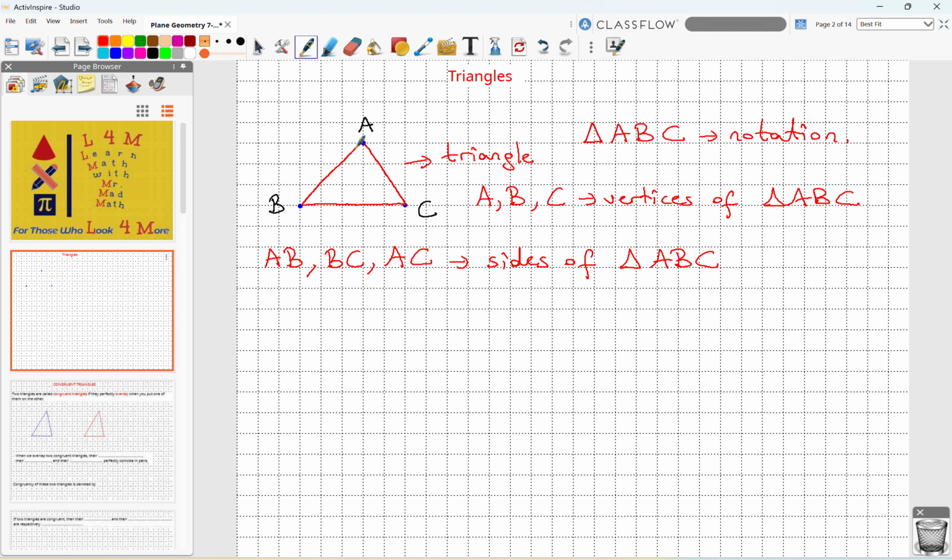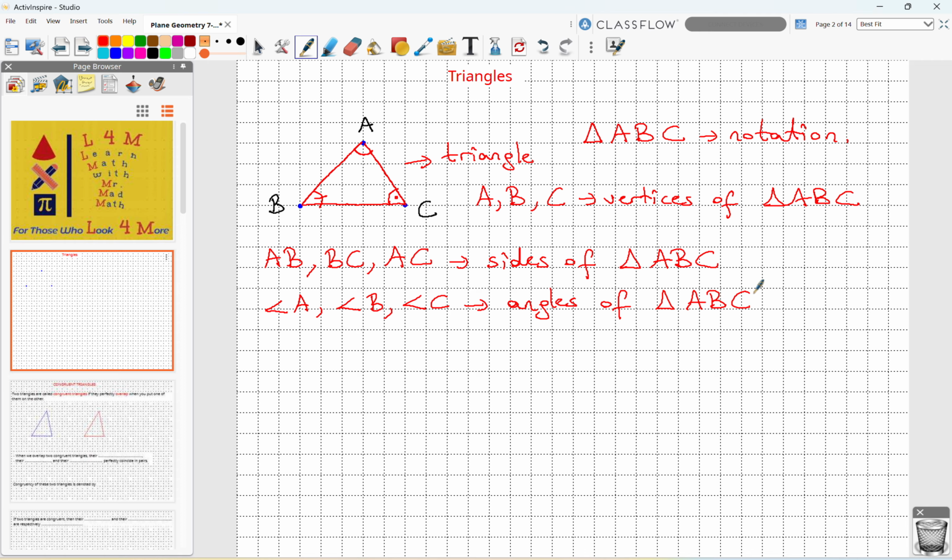And lastly, angle BAC, angle ABC, angle BCA are the angles of triangle ABC. But most of the time, instead of saying angle BAC, we just say angle A. Instead of saying angle ABC, we just say angle B, and similarly angle C here. That's why I will write that short form, angle A, angle B, and angle C. Those are called the angles of the triangle ABC.